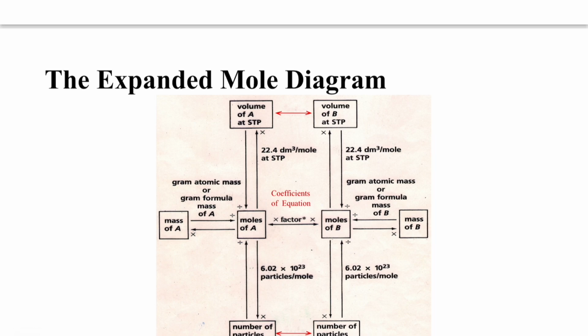And so you can see how we can use the expanded mole diagram and the mole ratio from a balanced chemical equation to go from either volume, mass, or particles of one substance to volume, mass, or particles of another substance in an equation. And that concludes our notes on mass-to-mass stoichiometry.